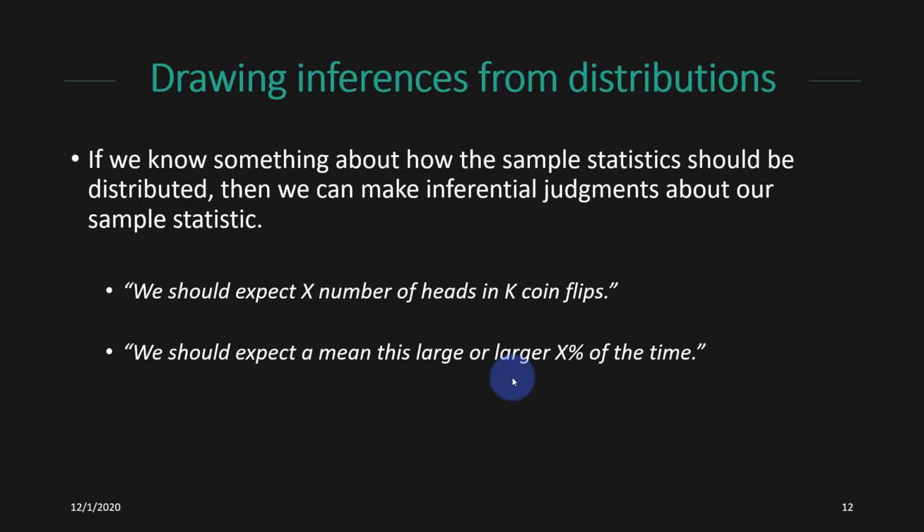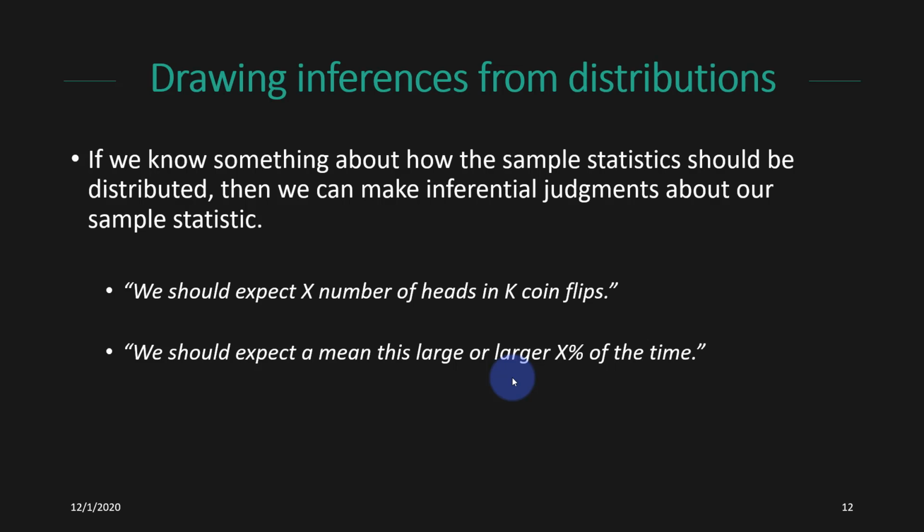Die rolling is a good example because it's something we're all kind of familiar with and can visualize, but we'll be working with other different types of distributions as we move forward. But the key logic stays the same. If we know something about how the sample statistics should be distributed, like that distribution of sample means we were just looking at, then we can make inferential judgments about our sample statistic. Right? So with coin flips, we could say we should expect X number of heads in K number of coin flips, right? It should be centered at about half, because half the time on a fair coin, we should be getting heads.